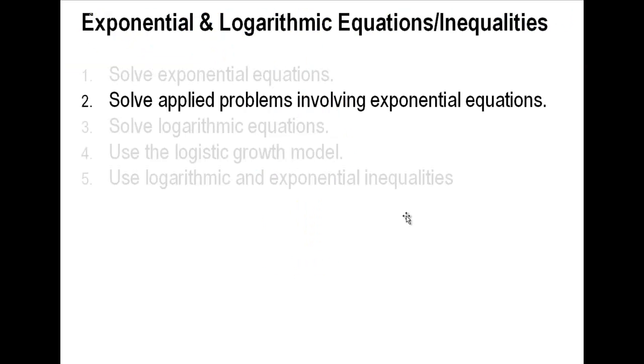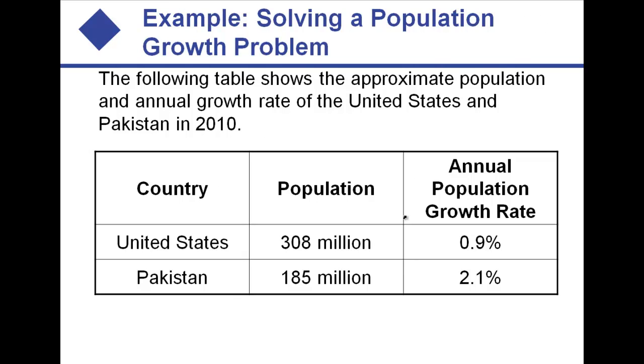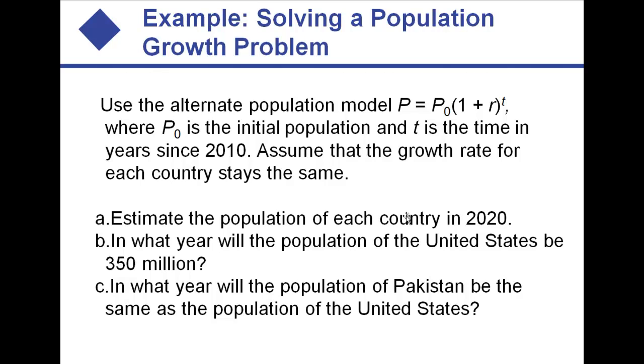Some more applied problems with these things. So really the same stuff we've been doing, only now we're going to throw it into a word problem. They give us some populations of two countries, United States and Pakistan, in 2010. They give us the approximated annual population growth rate for both, and then they ask some questions. Using this population model, not the E one, right? We're normally used to using E for population growth. They want us to use this one.